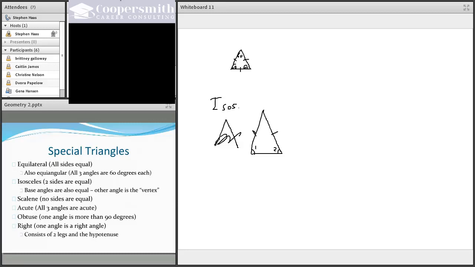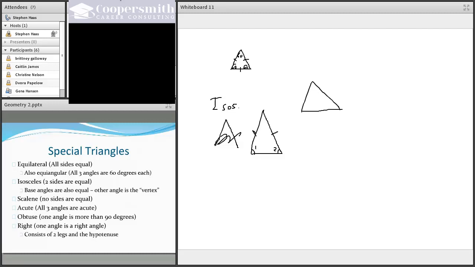Now, angle 3 is not equal to 1 or 2, but the base angles of an isosceles triangle have to be equal. You'll see that a lot. When sides are equal, it usually follows that angles have to be equal also. A scalene triangle, on the other hand, simply has no equal sides, basically a random triangle where none of the sides are equal to each other. That's just a plain old run-of-the-mill scalene triangle.